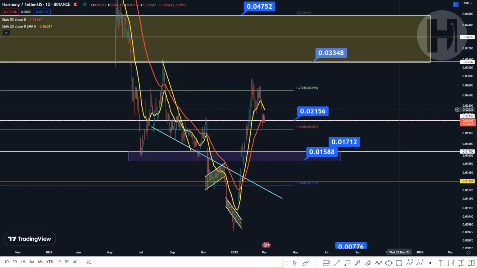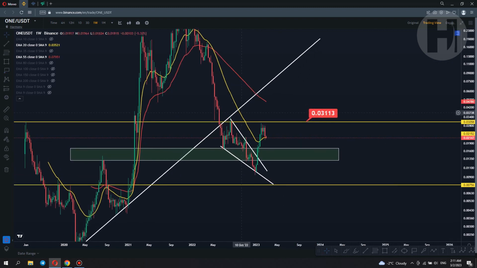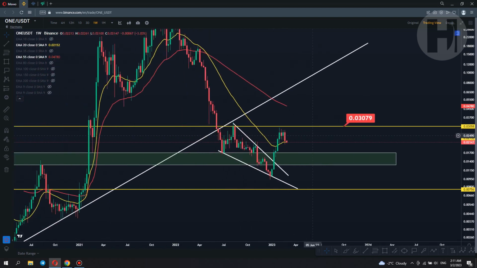Let's switch over to the weekly chart on Binance. Taking a look at the weekly chart on Binance, as you can see, we have a falling wedge pattern that we broke out of, and we were targeting this level here at 0.03113. This was the price where the falling wedge was actually created, or around about 3 cents roughly. But we didn't manage to retrace that high, unfortunately, so the target was not met.